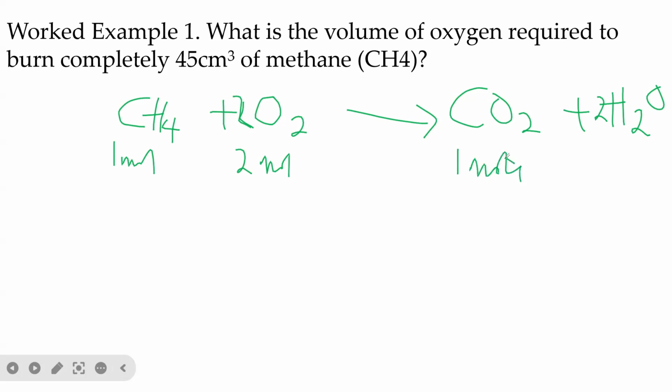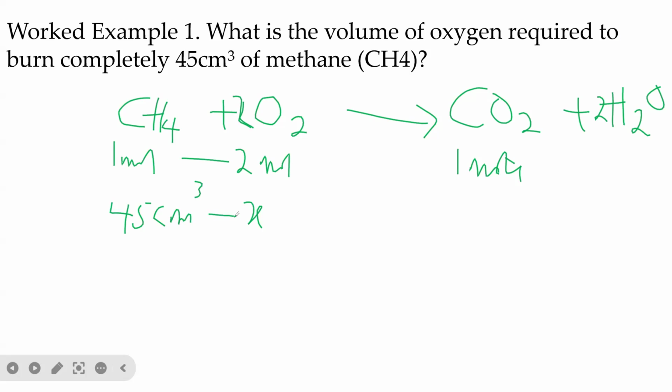The question asks what is the volume of oxygen required to burn completely 45 centimeter cube of methane. We want to get the volume of oxygen, while the volume of methane is already given as 45 centimeter cube. To know exactly the volume of oxygen required to burn the methane completely, we make it X. So we now have the relationship: 1 mole of methane to 2 moles of oxygen, then 45 centimeter cube of methane to X centimeter cube of oxygen.